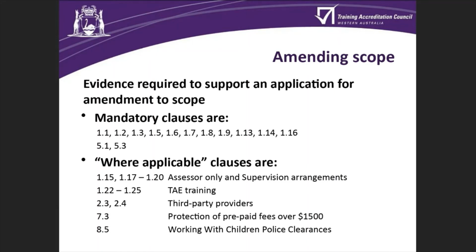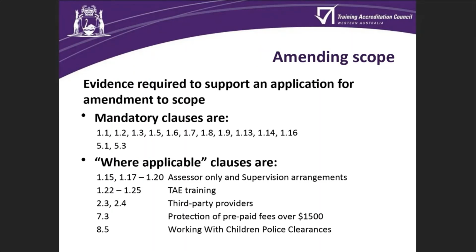For example, if you don't have qualified trainers and assessors and are going to be utilising people working under supervision, then 117 to 120 would apply. If you are going to be offering assessment-only services, then 115 would apply. If you're going to be delivering training in the TAE area, then 122 to 125 would apply. If you're going to be using third-party providers, then you need to look at 2.3 and 2.4. There are other bits as well, but they're covered under general headings.